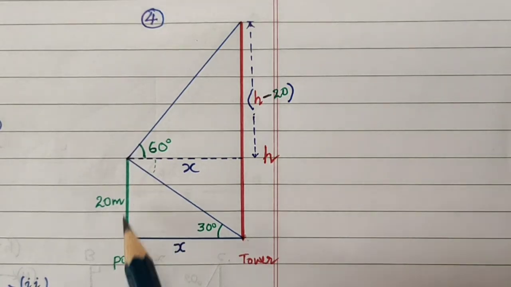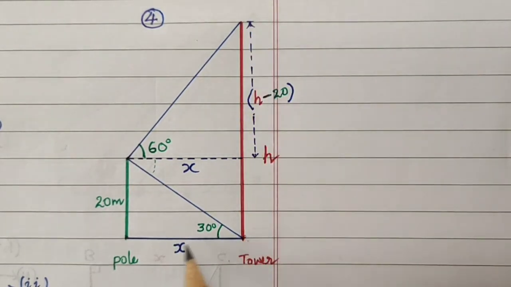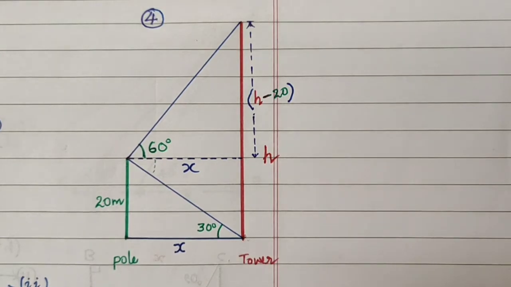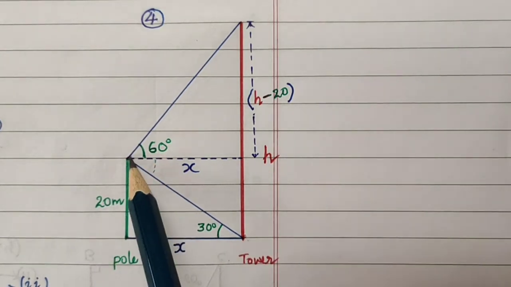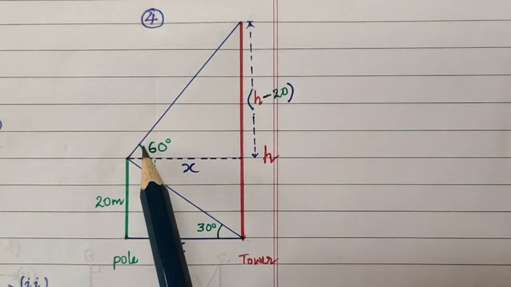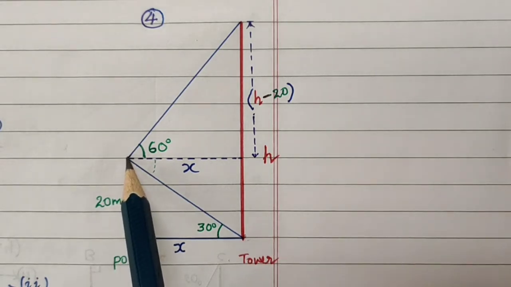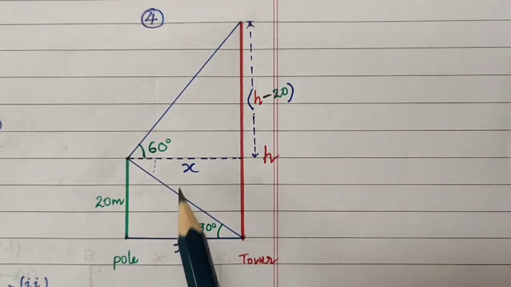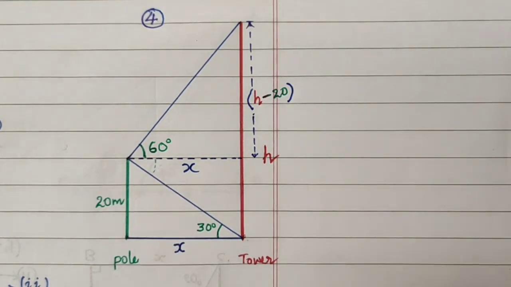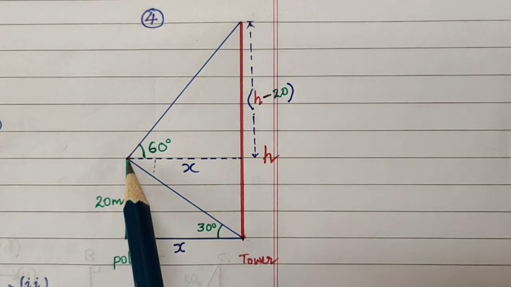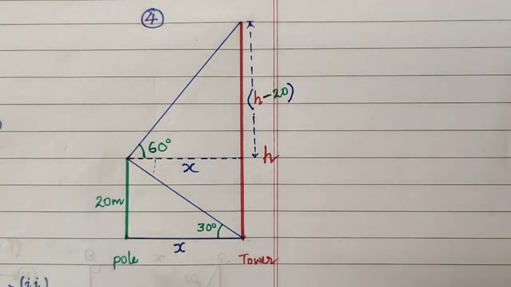This is a vertical pole and this is a vertical tower. They are on the same level ground. From the top of the pole, the angle of elevation of the top of the tower is 60 degrees. And the angle of depression of the foot of the tower is 30 degrees. This is 30 degrees. Find the height of the tower, we need to find out the height of the tower, if the height of the pole is 20 meters.